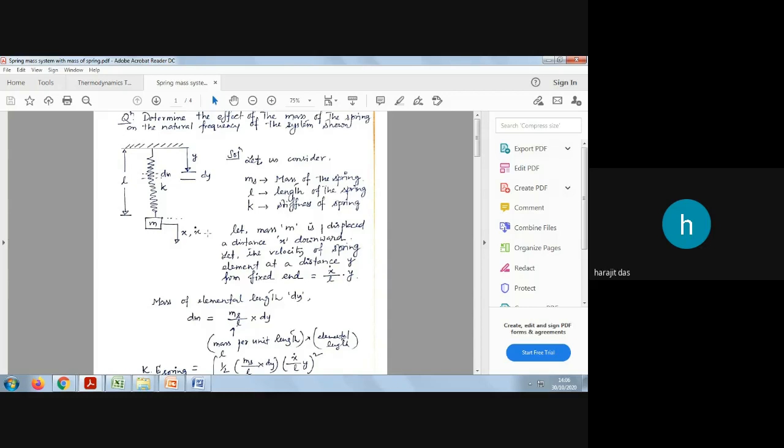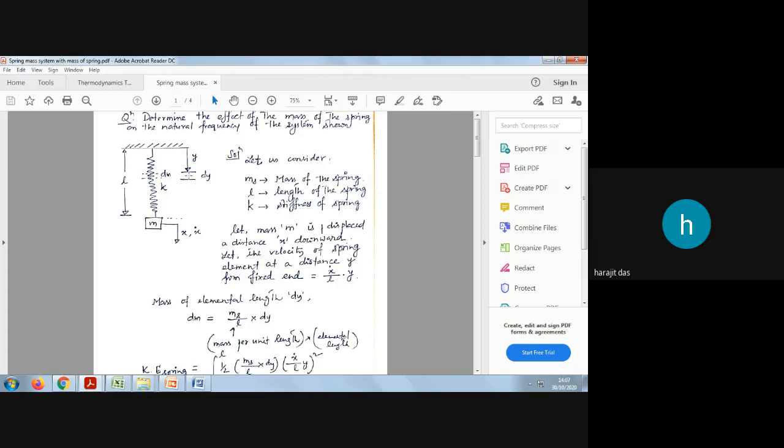Now let us consider one small elemental length on this spring at a distance y from the fixed end. Sorry, not the free end, this is the fixed end. So from this fixed end, at a distance y, we consider one small elemental length dy. Out of this length L, we have taken an elemental length dy.